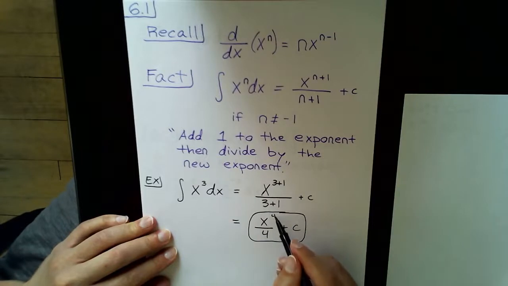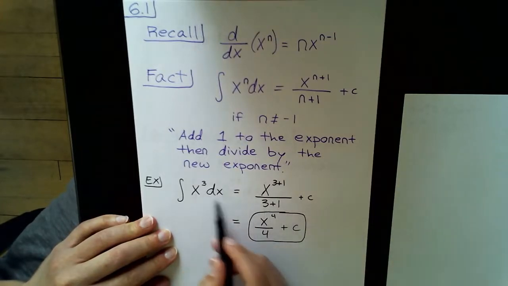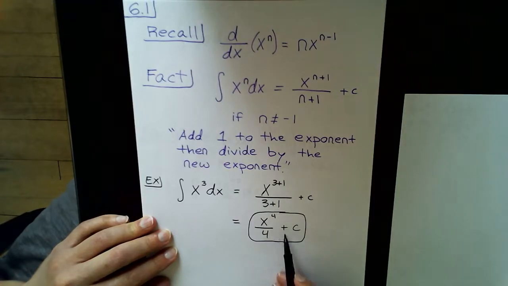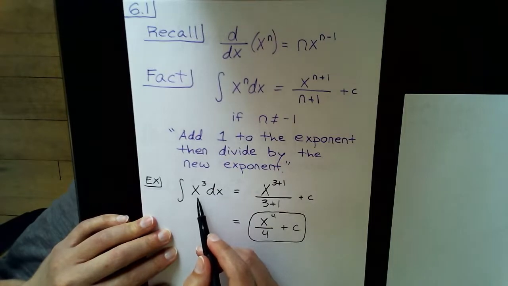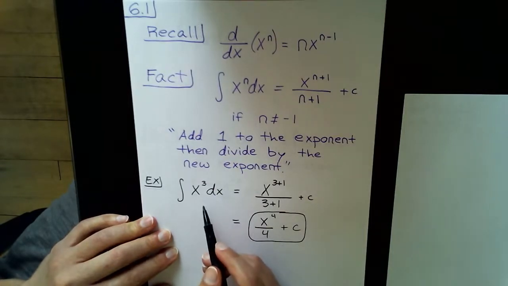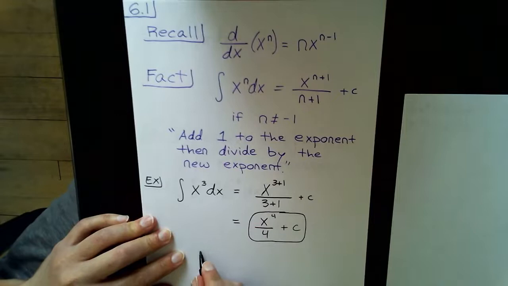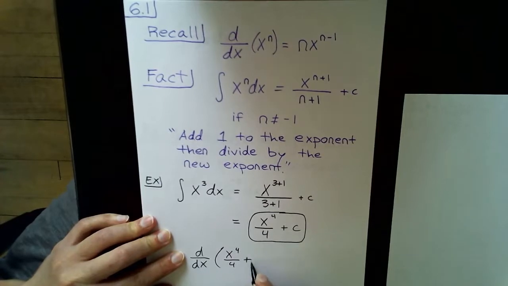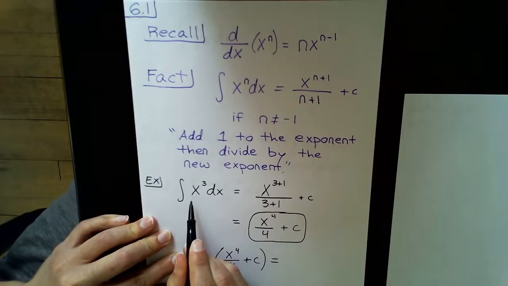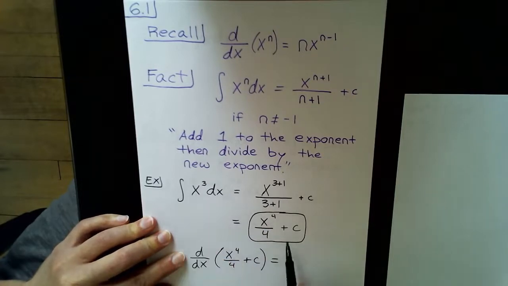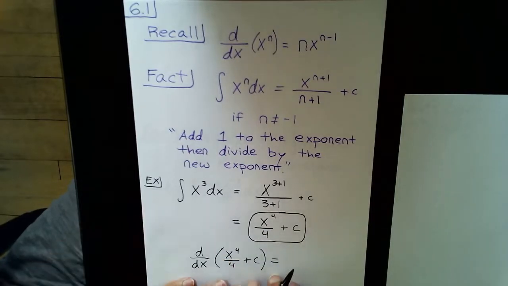Okay, so hopefully you came to the conclusion that if x to the 4th over 4 plus c is the antiderivative of x cubed, then the only way that would be true is if we take the derivative of x to the 4th over 4 plus c, we should get right back to that x cubed. If we don't, then something's wrong. This isn't the antiderivative. So let's check if we do.